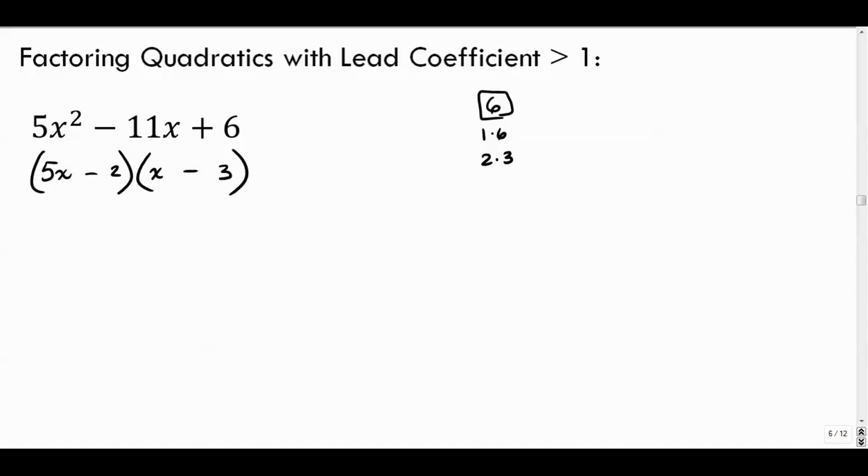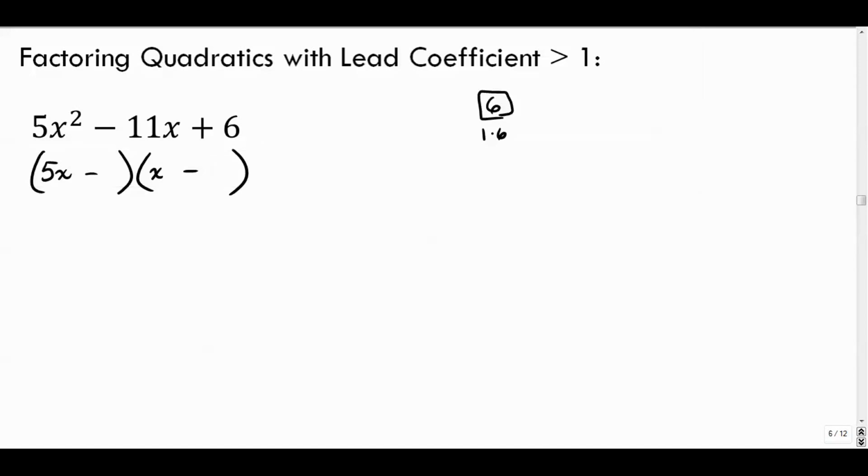Outside is negative 15, inside is negative 2. That does not add to negative 11. So maybe I'll switch the 2 and the 3 around, see if that works. So the outside now is negative 10, the inside is negative 3. That doesn't add up to negative 11 either. So that means that 2 times 3 is not the correct combination of factors.